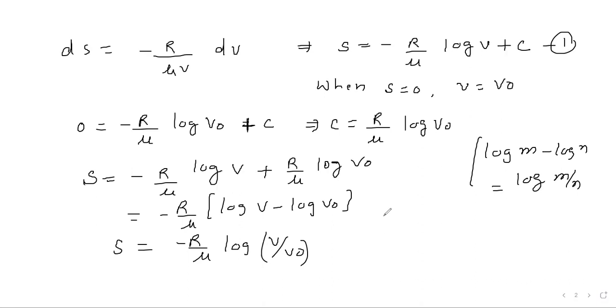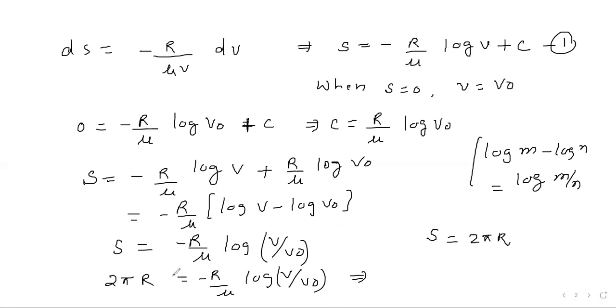But in our question, it is given that after one revolution, we have to find out the speed. So after one revolution, s equals 2 pi R. So we put this value here. So 2 pi R equals minus R upon mu times log V upon V0. We can shift these things to the LHS. So minus 2 pi R times mu divided by R equals log V upon V0. R will cancel out.